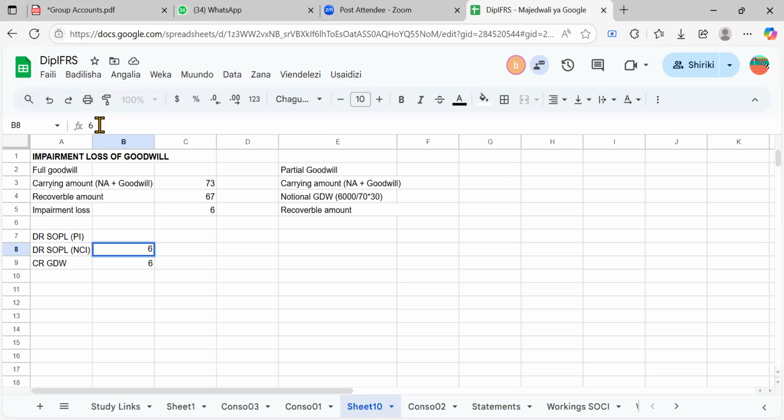So if B is 20, I would just say, okay, for non-controlling interest I'm going to take 20% times 6, and you'll get 1 there. And for parent interest, the percent is 80%. So I would say 80% times 6, and I would get this. So you need to know how to break this down. Okay, now let's go to the partial goodwill.